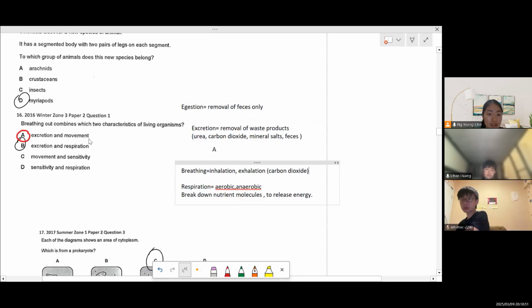So then the movement. You should know that the living organisms include the characteristic which is the movement. So when you are breathing out, maybe you are doing exercise, so it includes the movement as well. So the answer belongs to A.